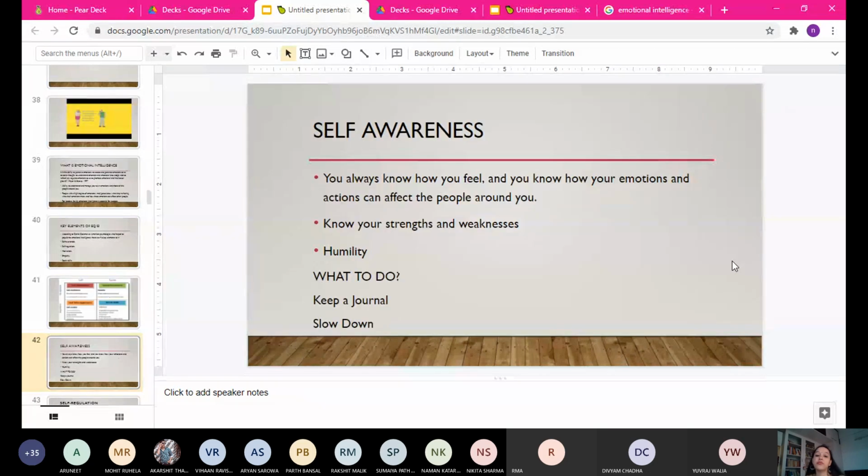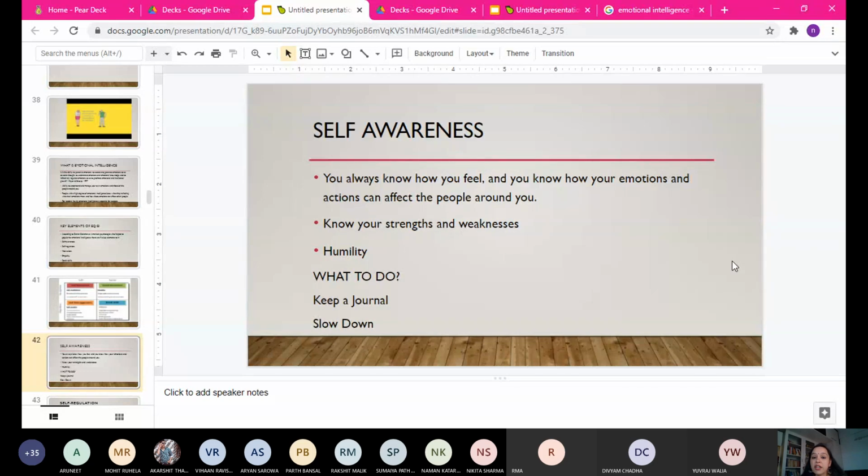Now, what do we understand by self-awareness? You people will be studying behavioral science, where you will be taught SWOT analysis: strengths, weaknesses, opportunities, and threats. That is how to understand yourself, right? And understand how you feel, understanding what my emotions are and how my emotions can affect people around me. It is about understanding my strengths and weaknesses. It is about being humble.